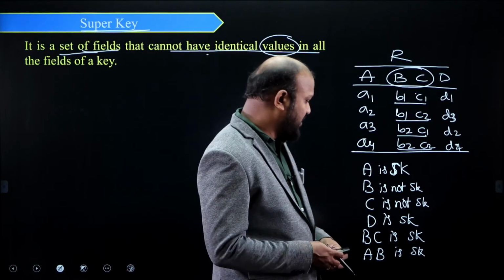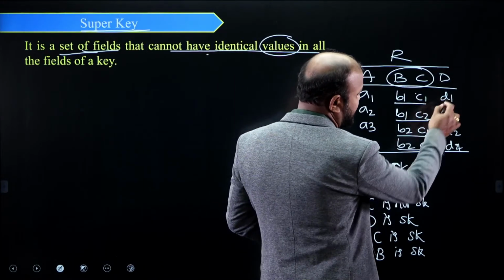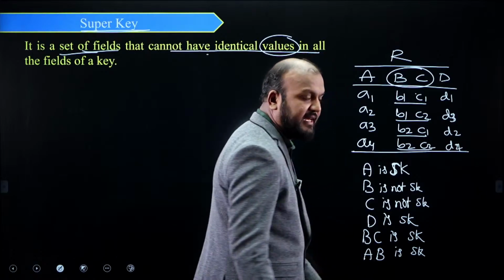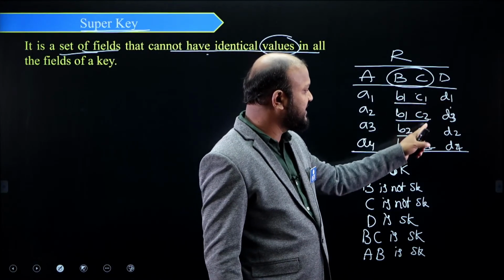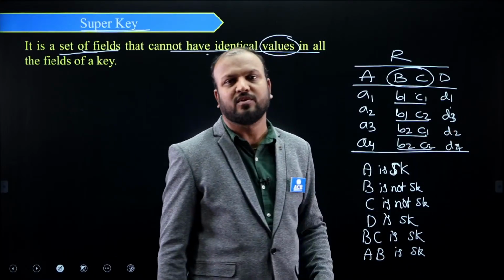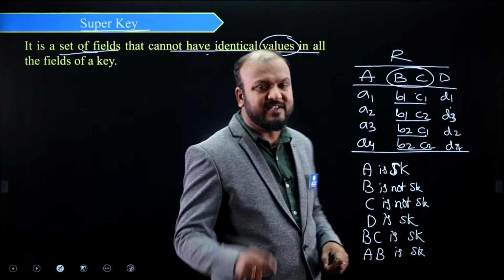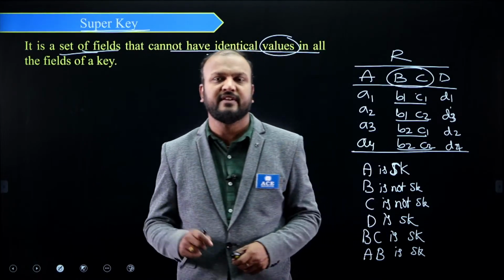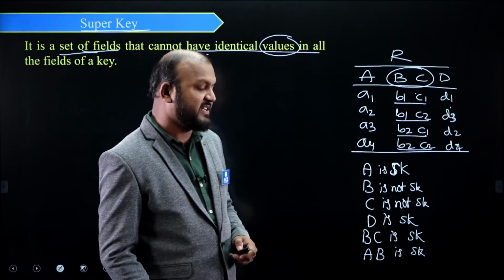Right? Okay. Look at this, suppose here C1 D1 is there and C1 D1 is there again. Can I call CD a super key? No. Why? Because if I say C1 D1 and again C1 D1, then it is no longer a super key. So a super key requires that it should not have any identical values, no duplicates, only unique values should be present.